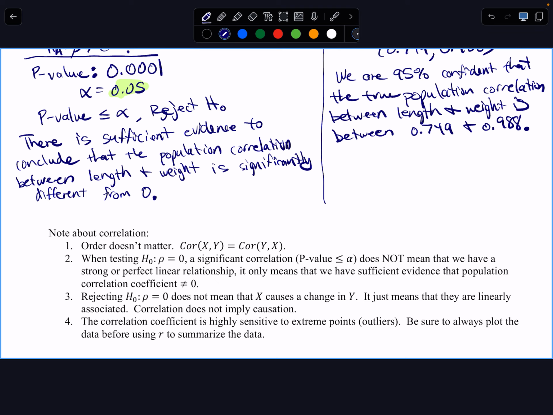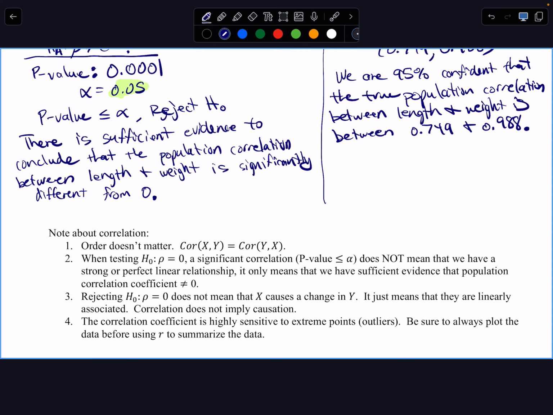All right, number 2, when testing the null hypothesis that rho equals 0, a significant correlation, which comes when we have a p-value less than or equal to alpha, does not mean that we have a strong or a perfect linear relationship. All it means is that it's different than 0. So your correlation coefficient in your population may be weak. All we're testing here is whether that correlation coefficient is different than 0. It could be weak. It could be strong. We don't know until we really get that confidence interval.